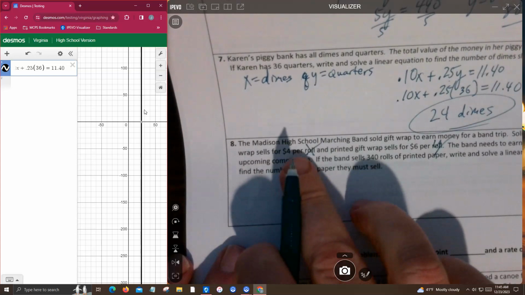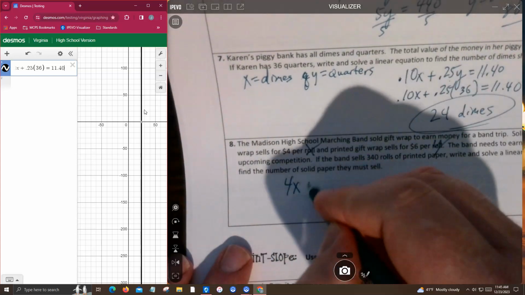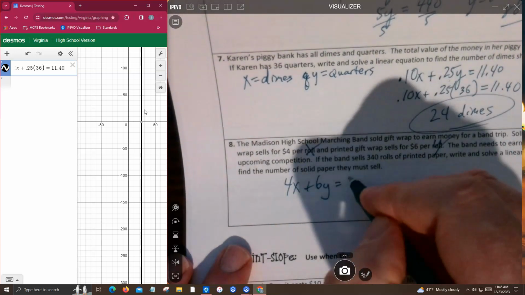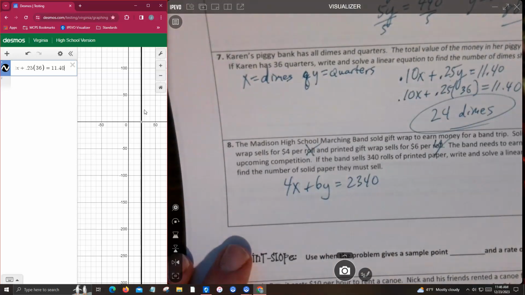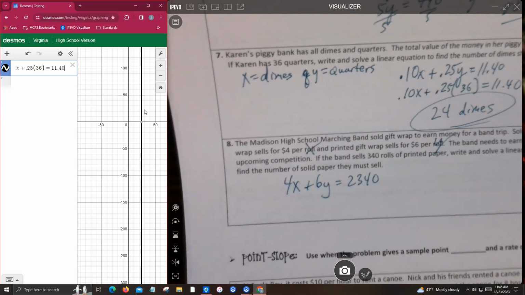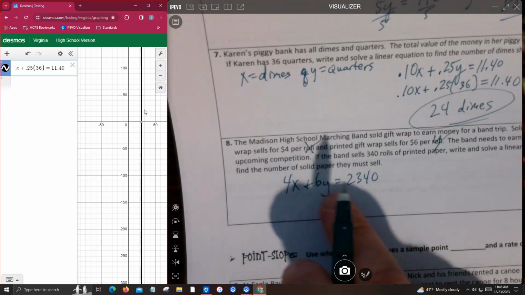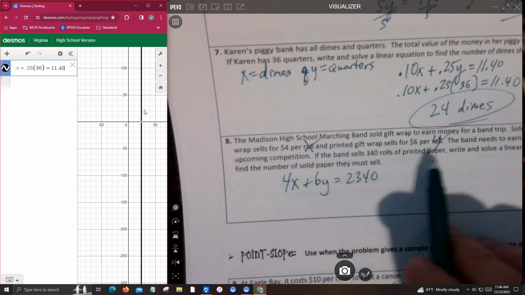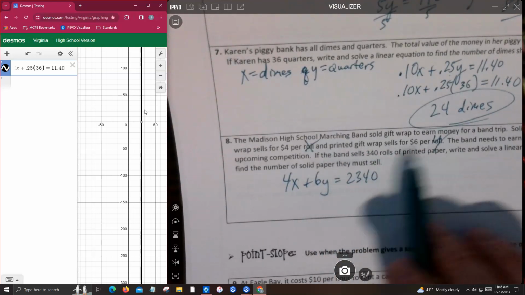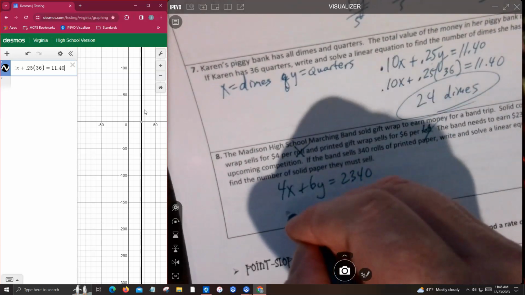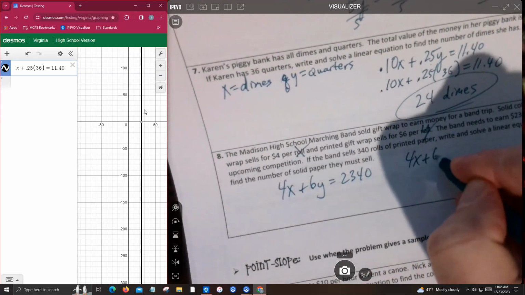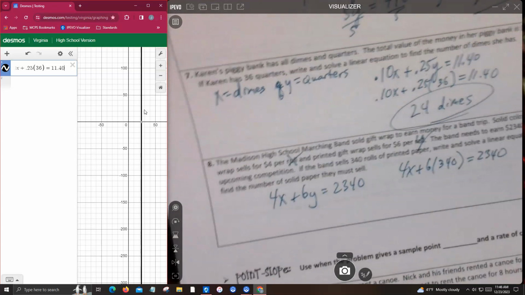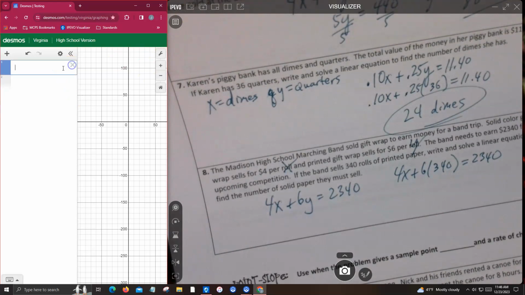All right, so 4X plus 6Y, and they want to make $2,340. Again, this will generate money. Remember, money times amount gives you money. All right. If the band sells 340 rolls of printed paper, so remember, printed is Y, so I'm going to put a 340 in there. So 4X plus 6 times 340 equals 2,340.